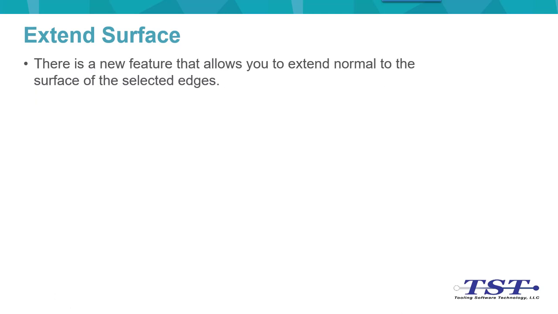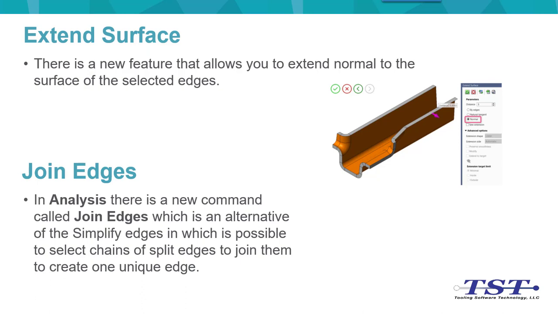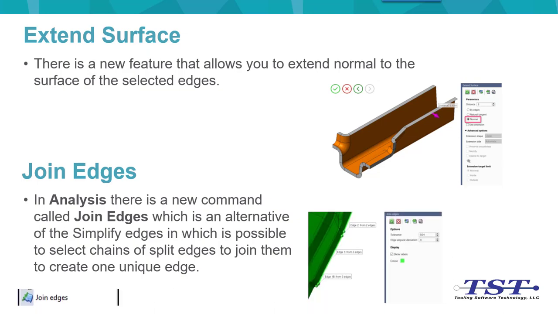Extend surface. There is a new feature that allows you to extend the surface normal to a surface on selected edges. So you have the normal option as a new option. And there's a brand new command in the analysis dropdown called join curves, which is an alternative to simplify edges, in which it is possible to select a chain of curves to join them together to make one unique edge.